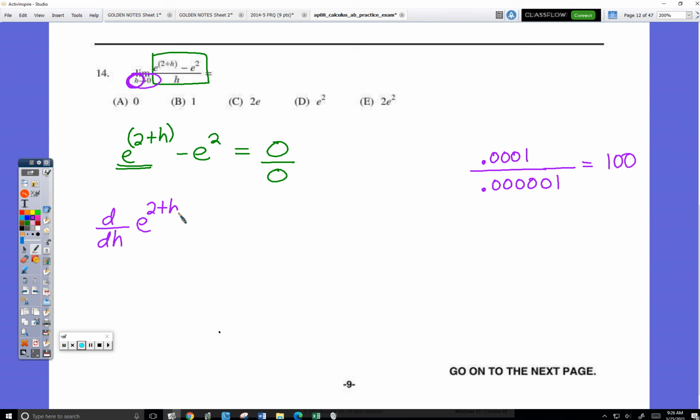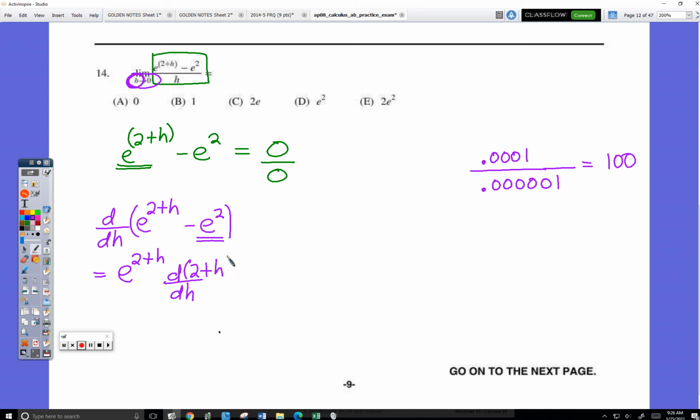D over dh of the numerator. This is a constant. The derivative of a constant term is 0. The derivative of e to the something is e to that something multiplied by the derivative of that something.